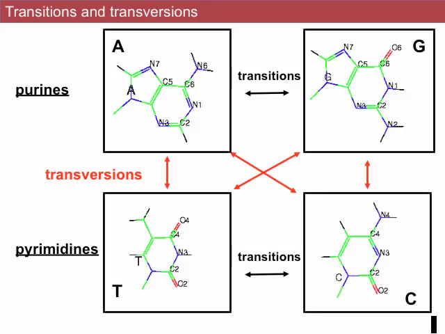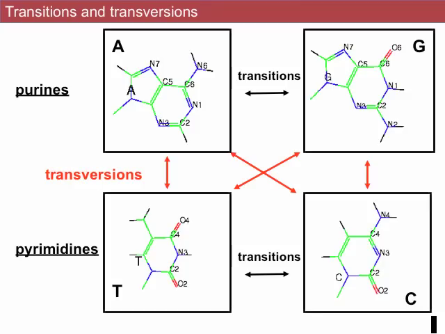When you have changes from one generation to the next in the sequence of a particular region of the DNA, if the change is from one purine to another purine, that is A to G or G to A, or from one pyrimidine to another pyrimidine, that is C to T or T to C, those are known as transitions or base transitions. If you have a change from purine to pyrimidine or pyrimidine to purine, those are known as transversions or base transversions.